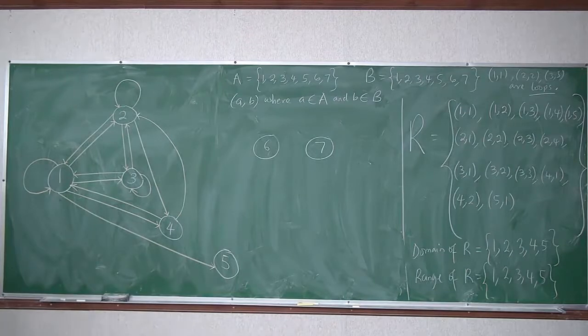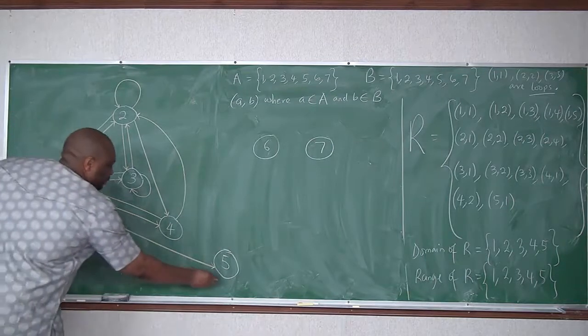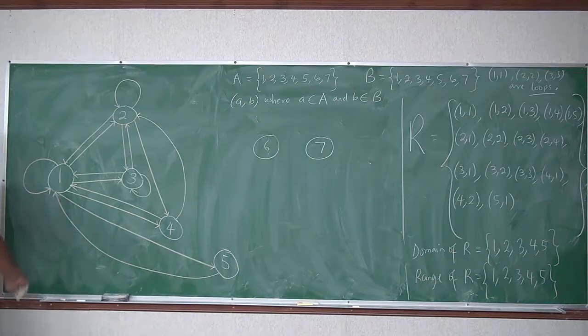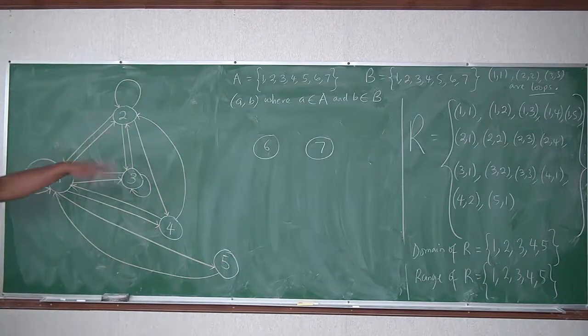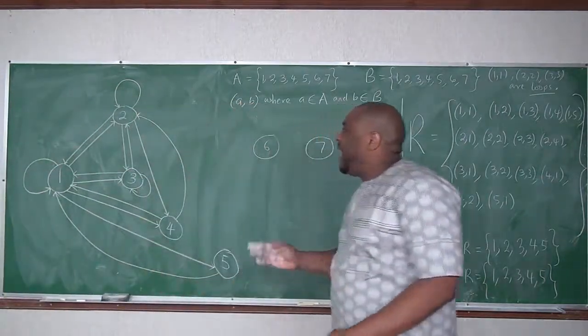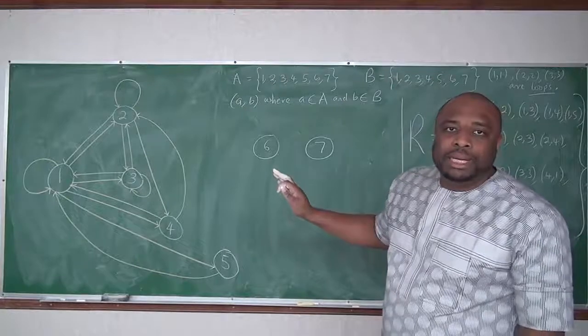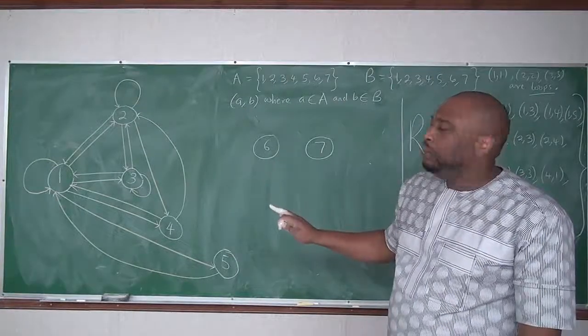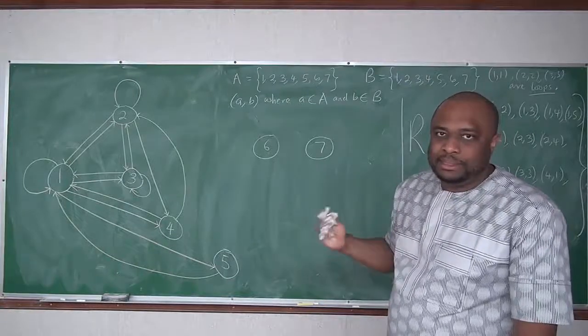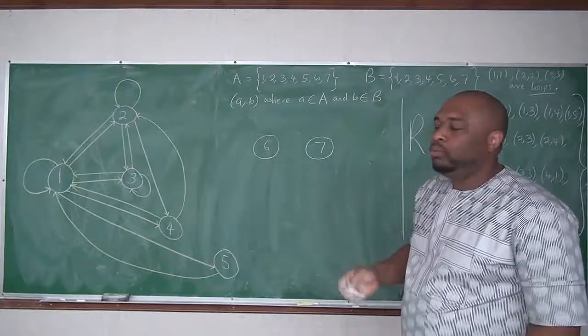4, 2. Then 5, 1. I'm gonna now put it like this. Starts from 5. Ends at 1. Okay. 6 and 7. Nothing is related to them. Now, how do you know that you did this well? Because sometimes you might miss something. So how do you know that you did it well?